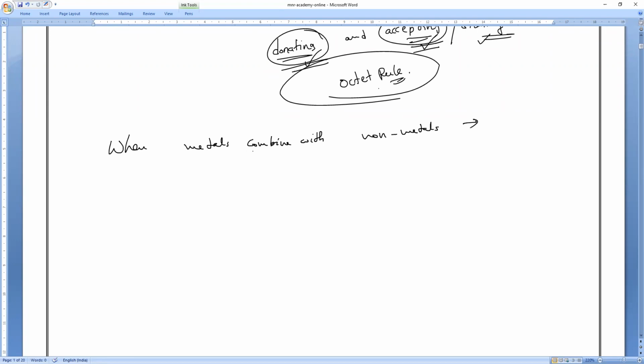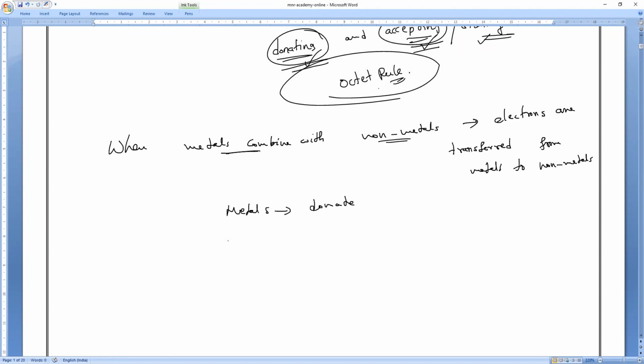When metals combine with non-metals, be very careful. What will happen? Electron transfer will take place. Electrons are transferred from where to where? Electrons are transferred from metals to non-metals. So metals will donate electrons, and non-metals will receive or accept the electrons. That is what you have to remember.